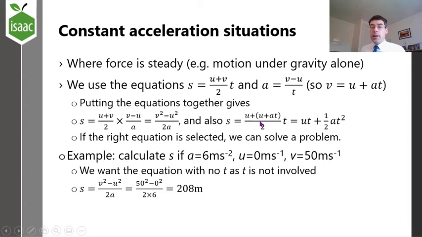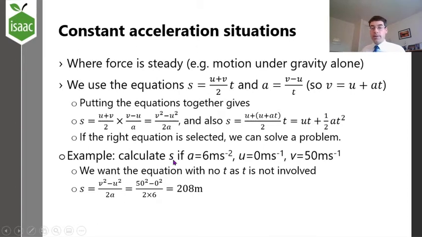you don't need to be able to do that in the exam, but you do need to be familiar with the final results, albeit they will be given on your formula sheet, that you've got two expressions for the distance, or the displacement I should say, moved by an object. Here's one in terms of the time, and here's another one in terms of the final and starting velocities. And if the right equation is selected, we can solve a problem.